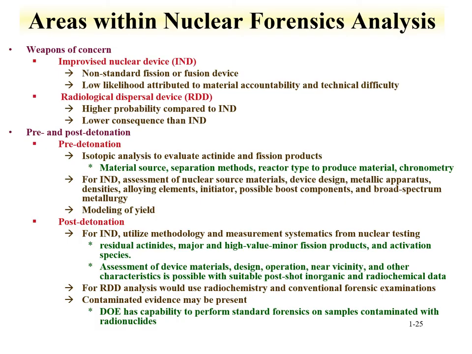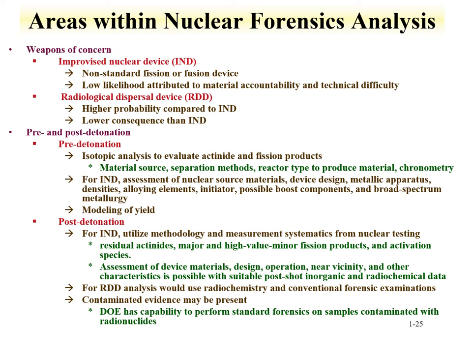Within nuclear forensics analysis, some areas of interest are shown here. One area is the weapon of concern. There are two fundamental types of devices or weapons that would be of concern for nuclear forensics. One is an improvised nuclear device. This is basically a non-standard fission or fusion device. There's a low likelihood of this device occurring due to material accountability and the technical difficulty. However, the outcome of such a device being used in an urban setting would be huge.